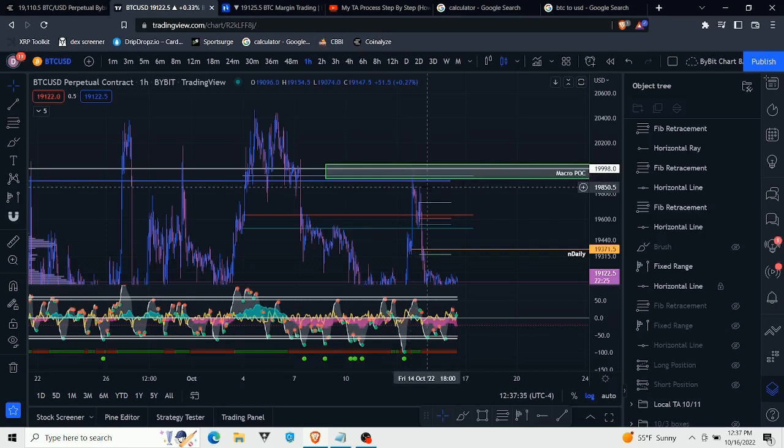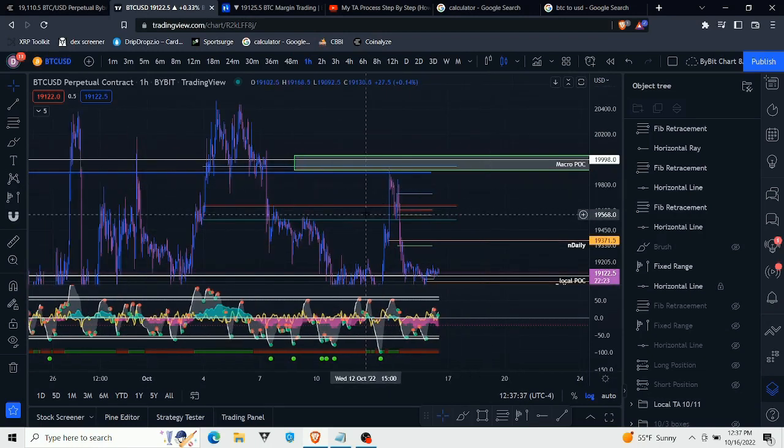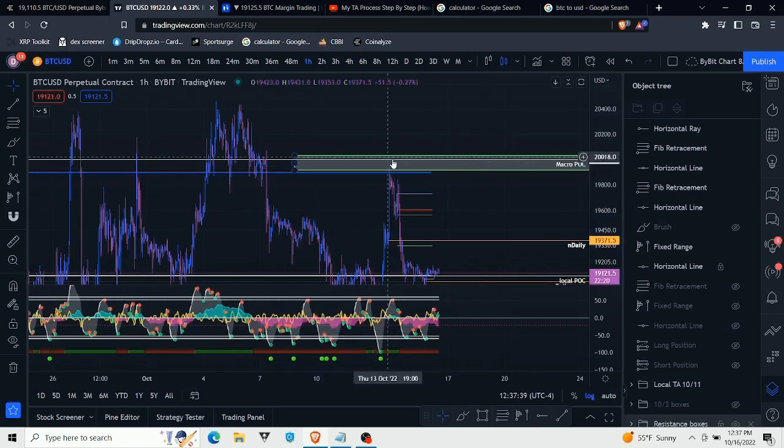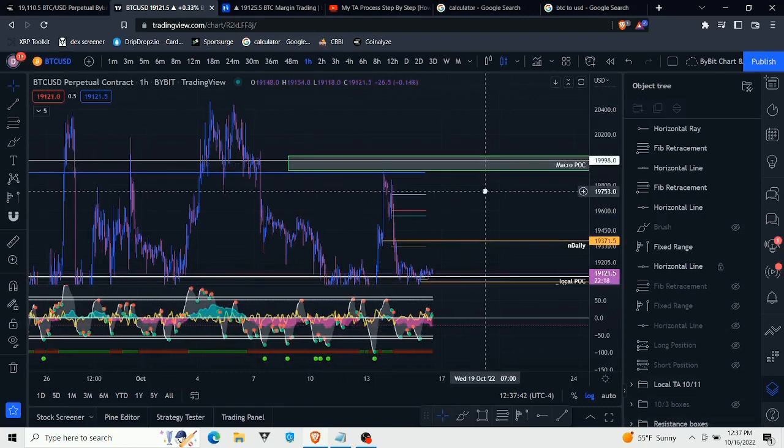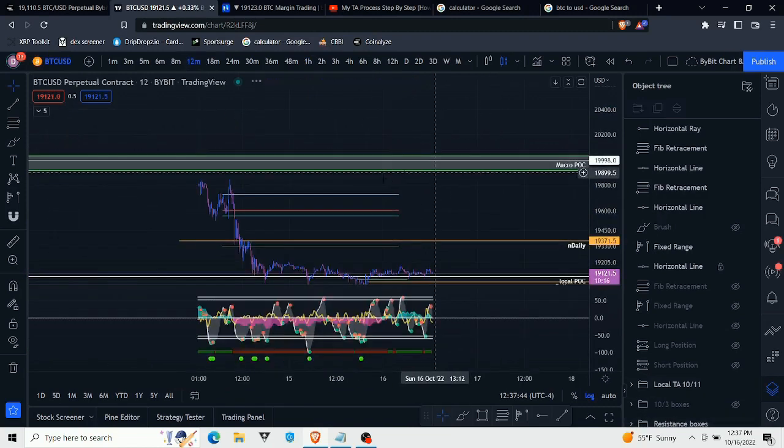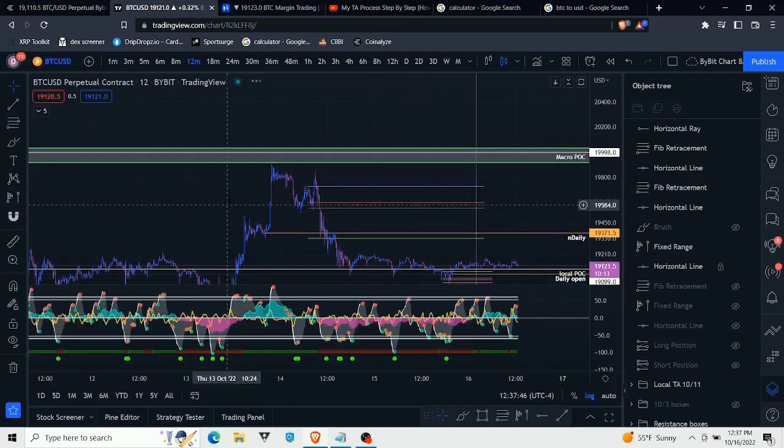Now, this was a kind of tricky trade to take, and it would have been a lot trickier if I didn't have this level marked out previously. But the reason it was tricky to enter is because we didn't really see that many signals, that many confirmations to get into this trade.